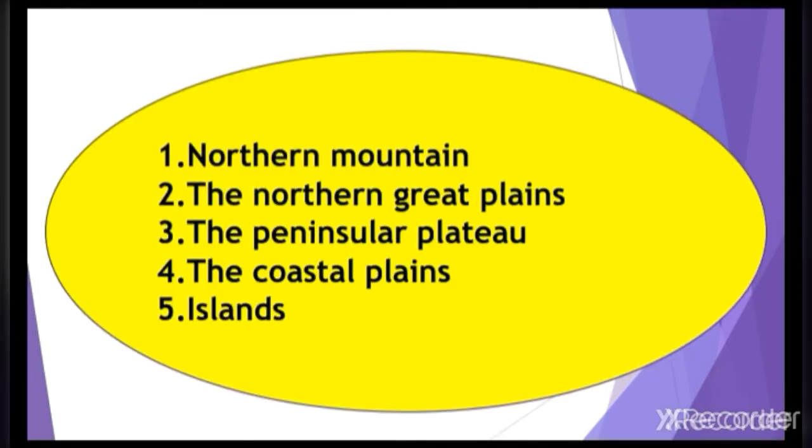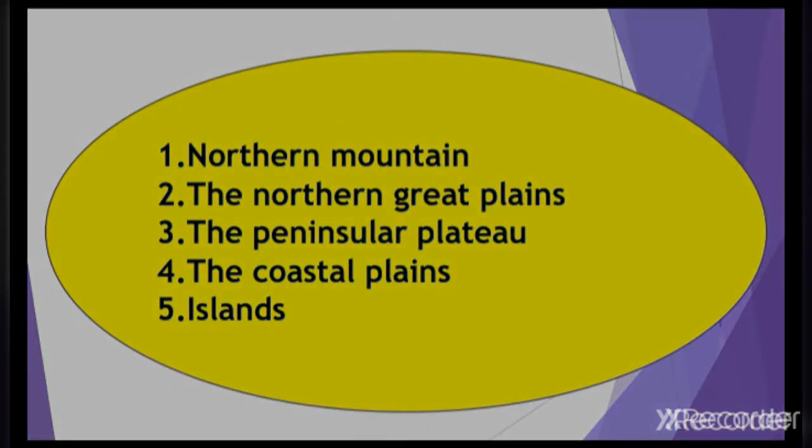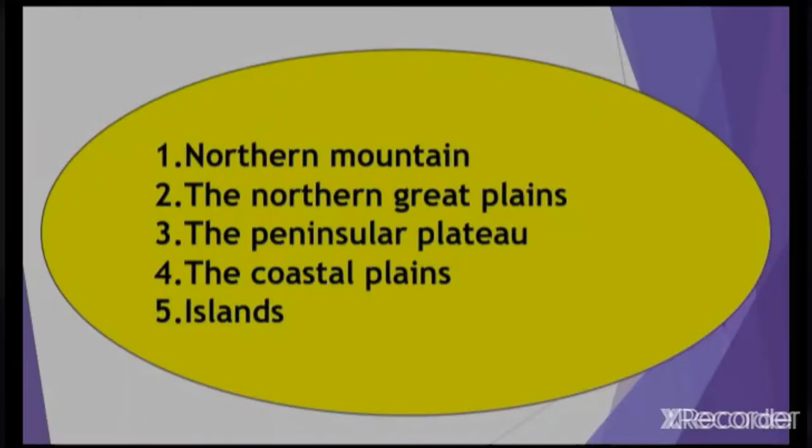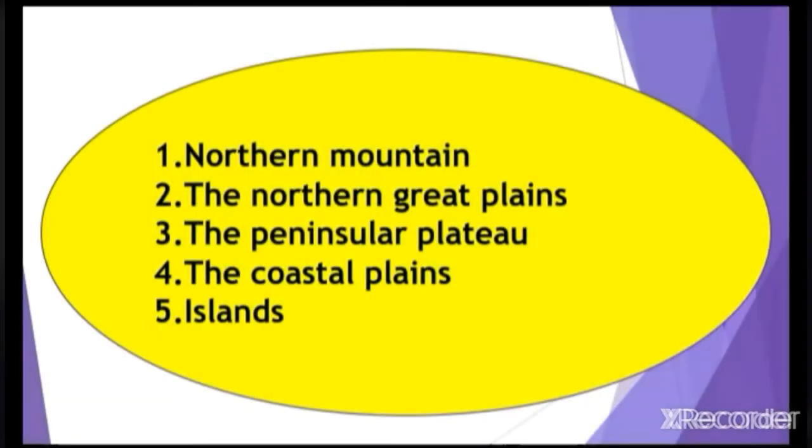First is the northern mountains. Second is the northern great plains. Third is the peninsular plateau. Fourth is the coastal plains. Fifth is the islands. Yes my child, you are right. The physical features of India are the northern mountains, the northern great plains, the peninsular plateau, the coastal plains and then islands.